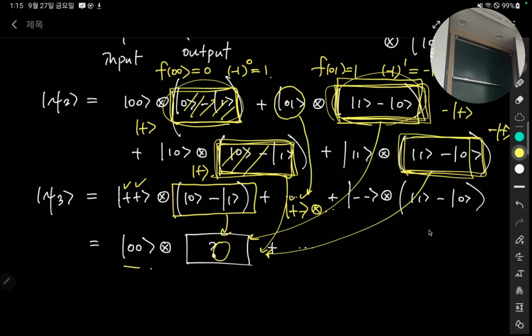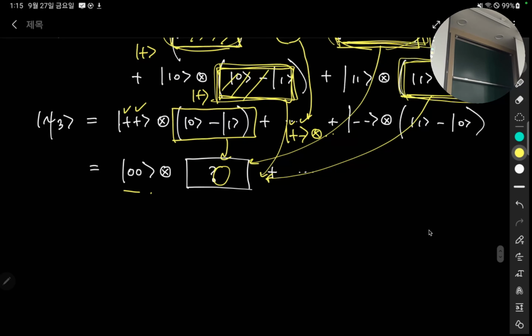Okay? So you can think about this in a general situation. So you had minus 1, a sum over x from 0 to 2 to the n minus 1. We had a sum of minus 1 to the power of f of x, x times, let's say, it's a minus here. I just take the minus here.